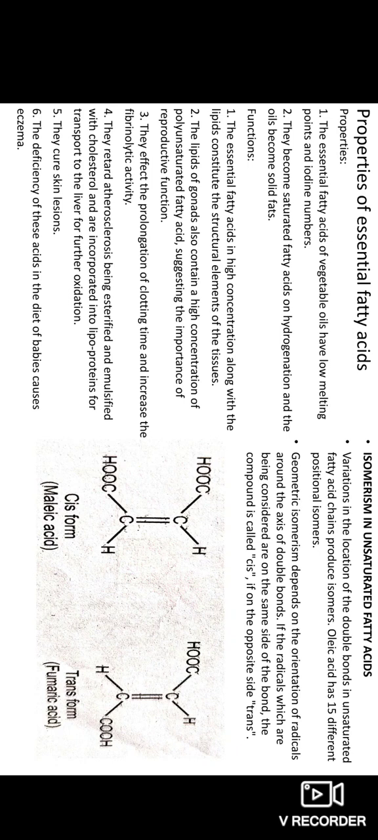Now the isomerism of unsaturated fatty acids. Here we can see maleic acid and fumaric acid, and their isomerism depends upon the orientation of the radicals around the axis. If the groups are on the same side, it is considered the cis form, and if on opposite sides, the trans form.